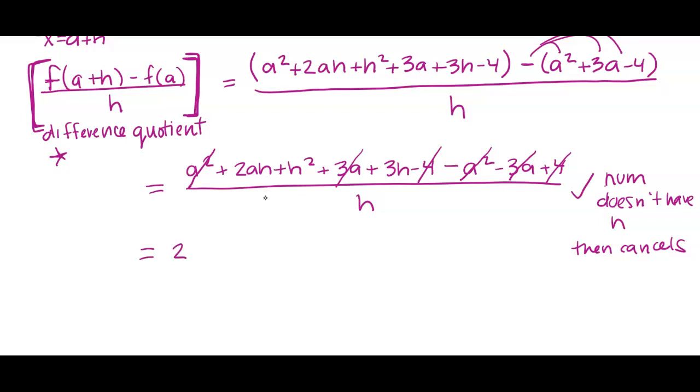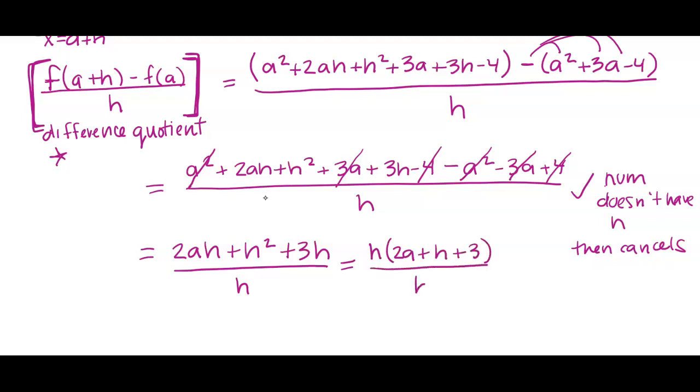All right, that means I'm left with 2ah plus h squared plus 3h all over h. Now I can only factor, or I can only cancel, excuse me, numerators and denominators when I have a common factor. So I'm going to factor out an h. And now that I have something multiplied in the top and the bottom, those cancel. And my final answer is this expression here.